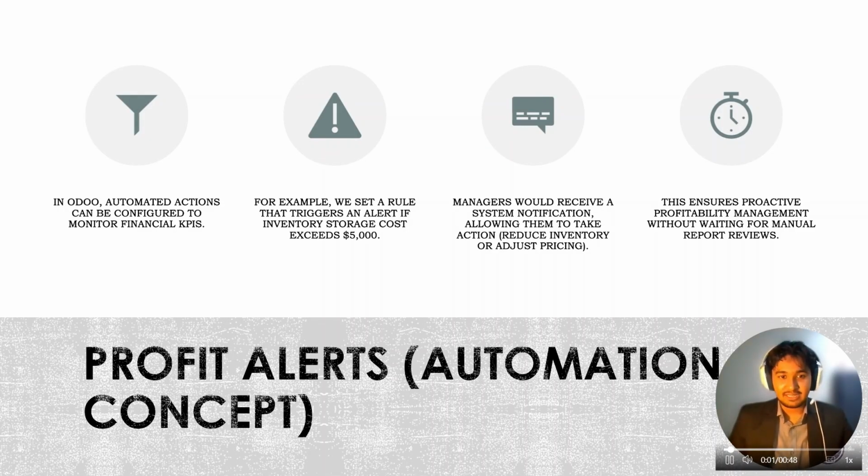Now these are the profit alerts. Finally, we explored these profit alerts in Odoo. And in Odoo, automated actions can be configured to trigger alerts when costs exceed certain thresholds. For instance, an alert can be set if storage costs go beyond $5,000. So this shows how ERP can provide real-time warnings for better decision making.